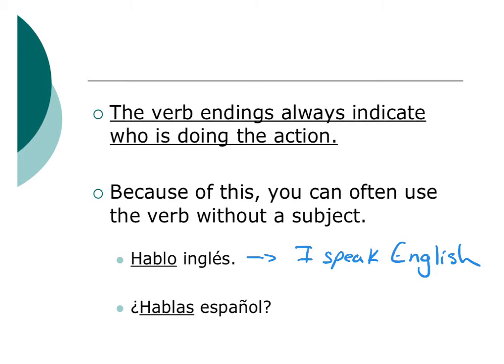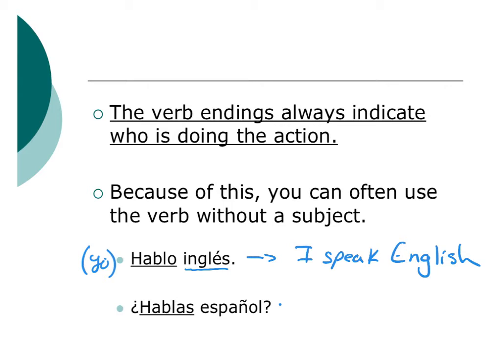Now think about this for a second. English is obviously inglés. Hablo, though, means I speak. That one word means the two words in English, I speak. You could, if you wanted to, put yo here, but you don't have to, because hablo only matches up with yo. You don't have to put the subject because it's implied.